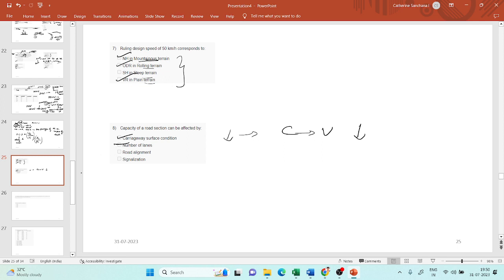Now, it will also depend on road alignment. Say if there is a gradient, increasing gradient, then the speed is going to be reduced. If the speed is going to be reduced, capacity will decrease. And signalization. If there's a signal, obviously the capacity is going to decrease, because the speed is going to decrease. So all the four are the answers to this question.